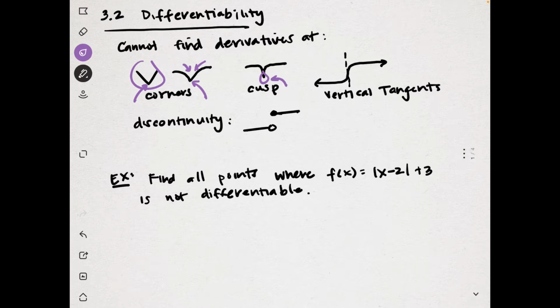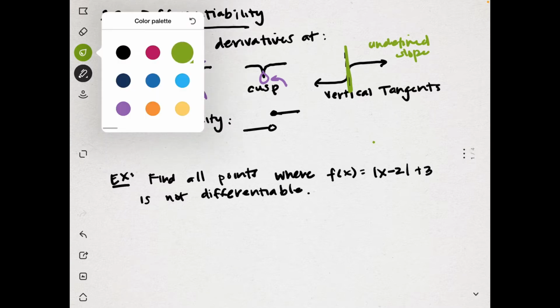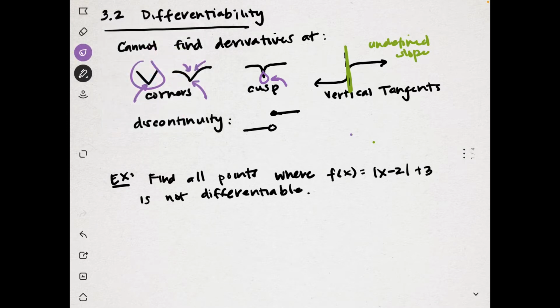All right, the second type is if we have a vertical tangent, like we do here. If it gets super steep in the middle and we end up with an undefined slope, we can't find the derivative at that point. And the last type of situation where we can't have a derivative is at any discontinuity.